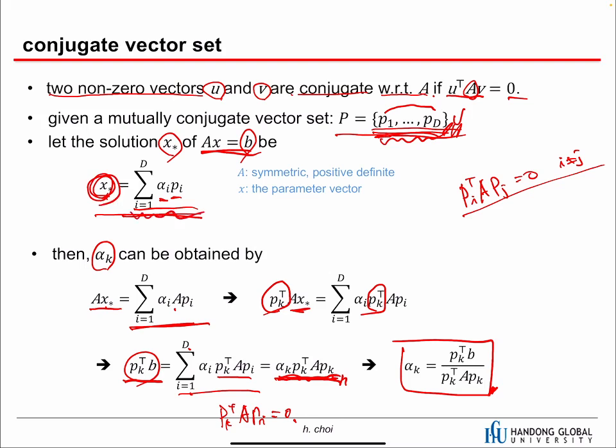And then we have this one, but now we have to find out how to get this alpha sub i. Alpha sub i, or alpha sub k, can be obtained by this one. Which means when we have a conjugate vector set, then we know how to represent the solution as a weighted sum of the conjugate vector set.